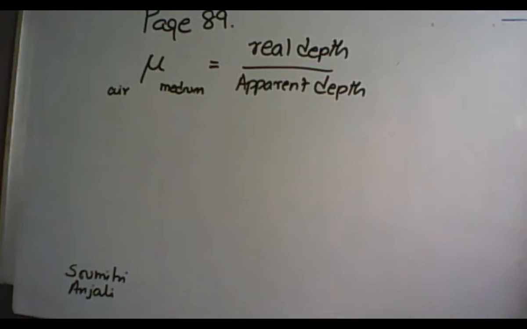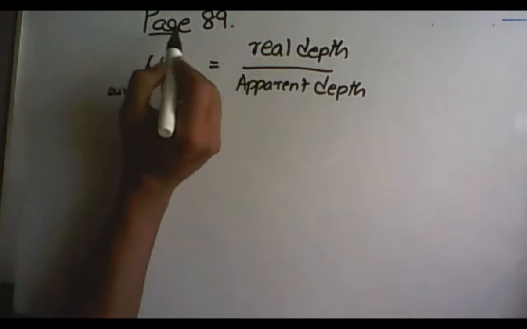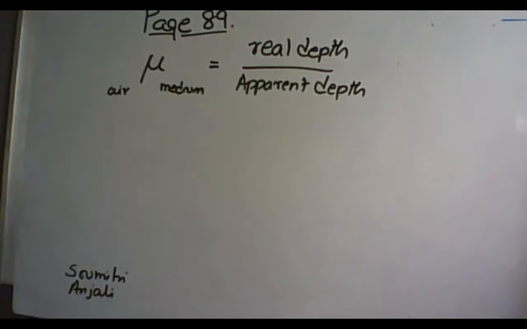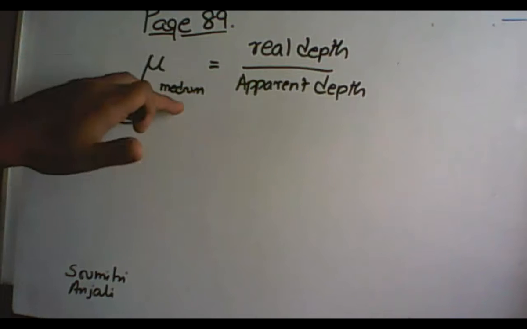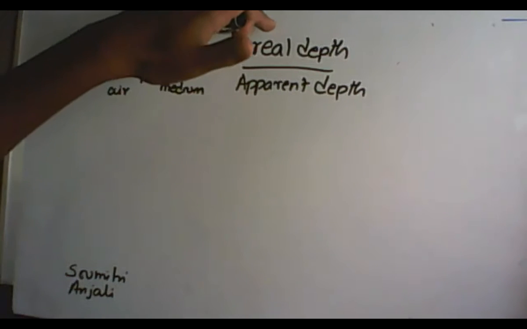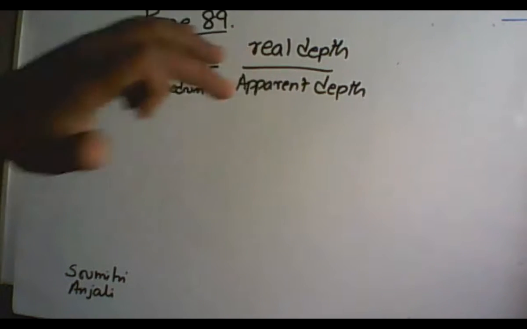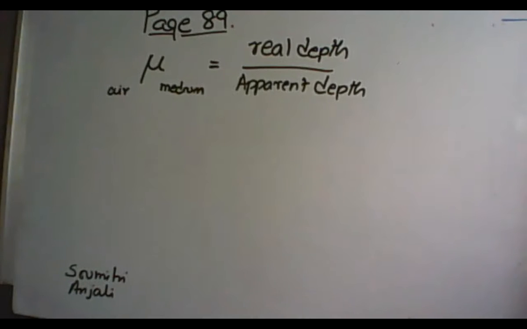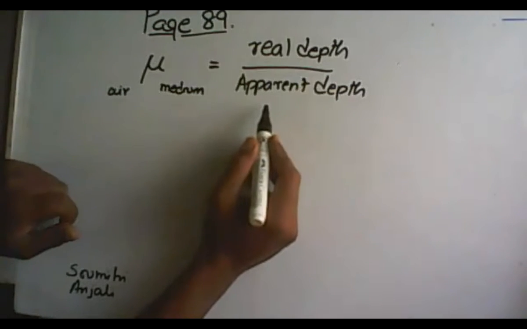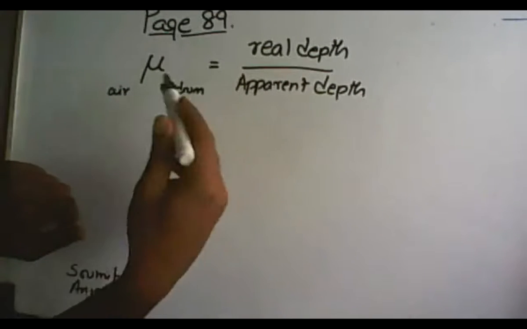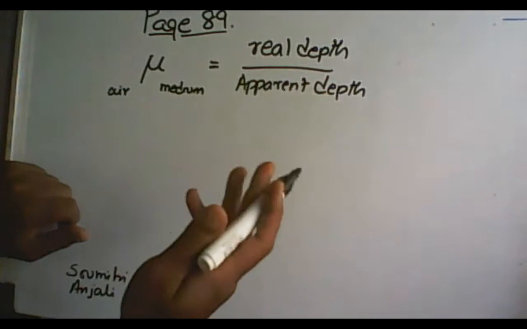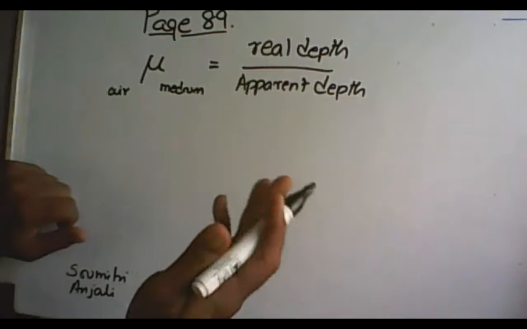It's a detailed derivation, and there should be no problem if you work through that derivation in understanding how this happens. That the refractive index from air into the medium that you are looking into will actually give you the ratio between the real depth and the apparent depth. Now this allows you to use this equation to find out any one unknown when two of the other unknowns are given.